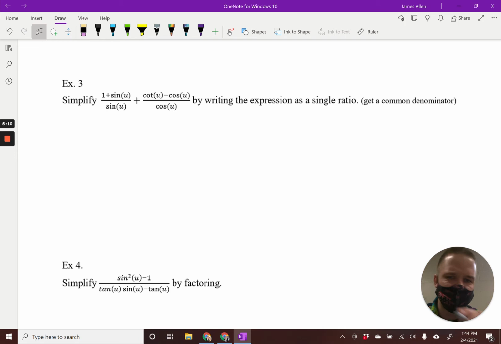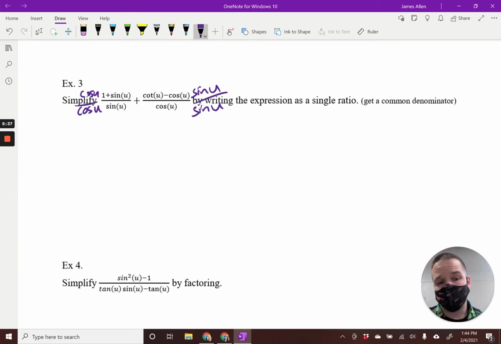All right. So here it says rewrite it as a single ratio, meaning let's get a common denominator. If you remember back into the days of fractions and adding fractions together, get a common denominator when there's nothing in common, like say it's a 2 and a 5 in your denominator, you multiply by each other. So I'm going to multiply this one by cosine of u over cosine of u, and this one by sine of u over sine of u.